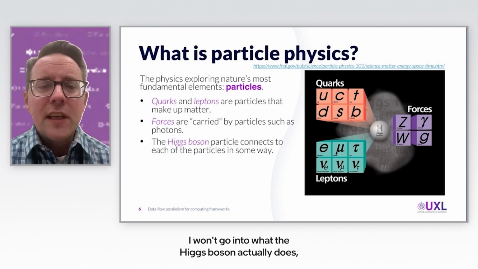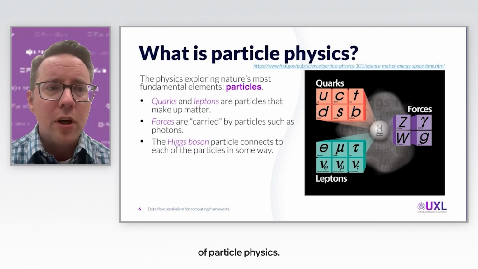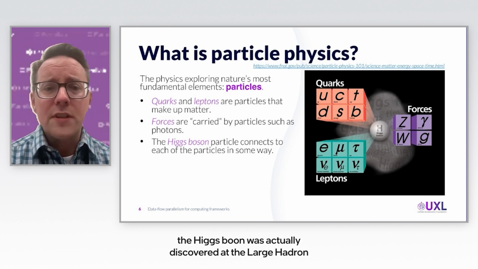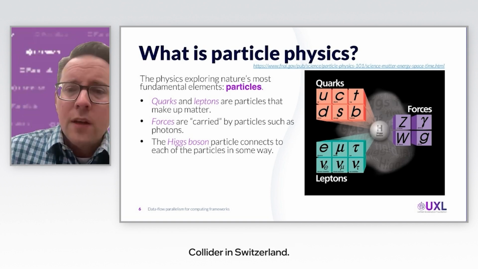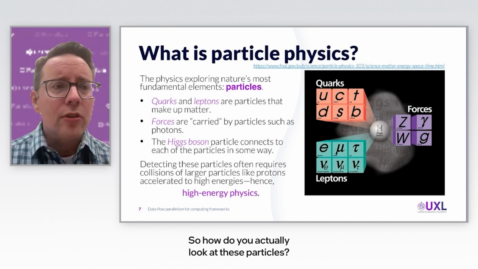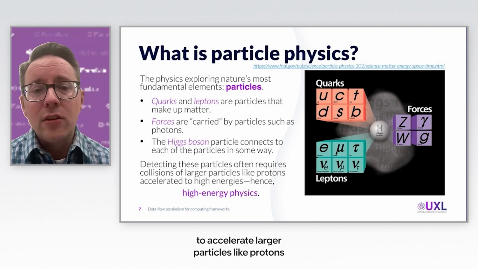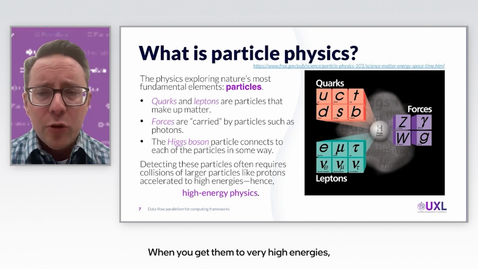I won't go into what the Higgs boson actually does, but it is a crucial component of the theory of particle physics. And in fact, about 10, 12 years ago, the Higgs boson was actually discovered at the Large Hadron Collider in Switzerland. So how do you actually look at these particles? In order to get there, you need to accelerate larger particles like protons to very high energies.